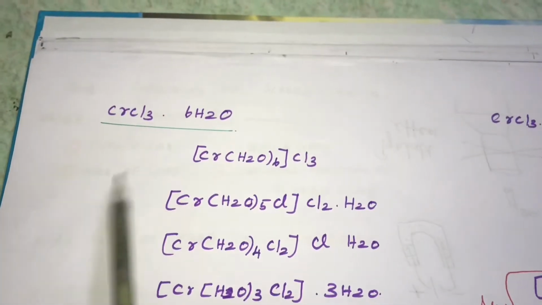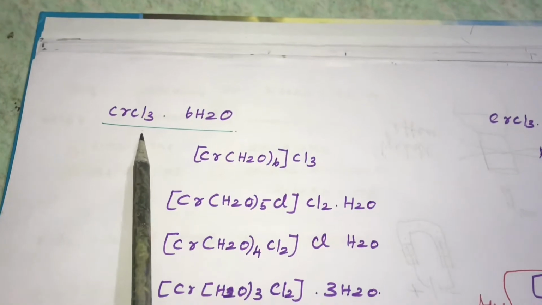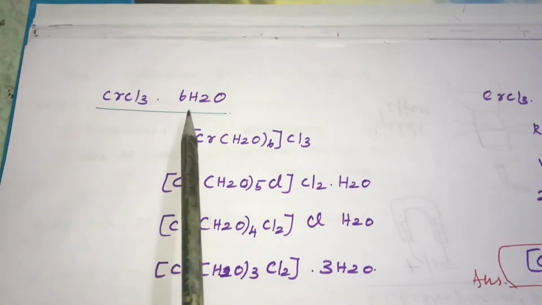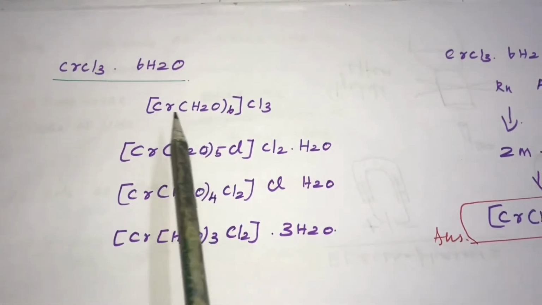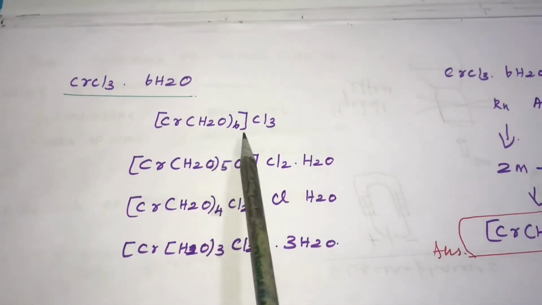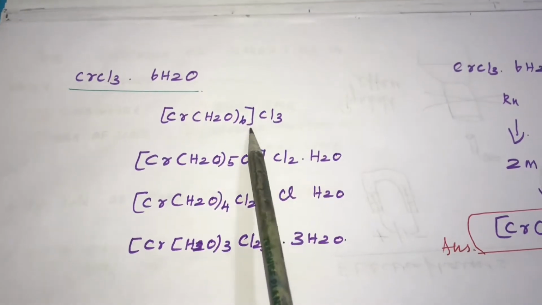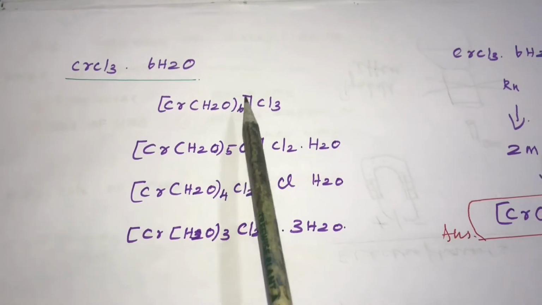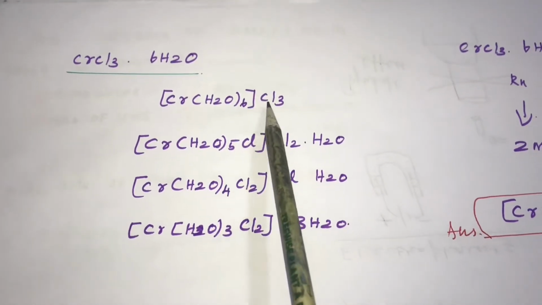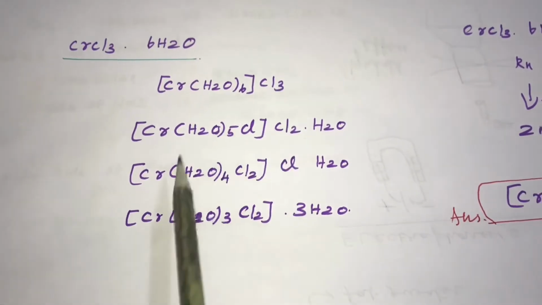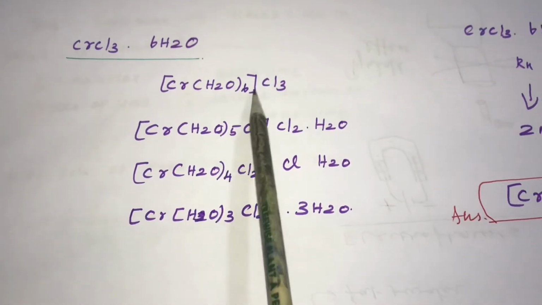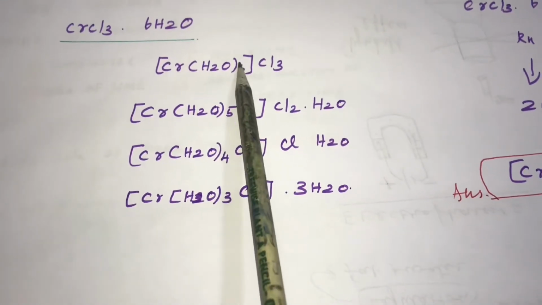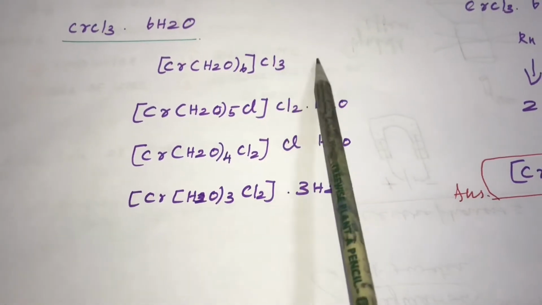The coordination compound given is CrCl3·6H2O, trichlorochromium hexahydrate. Here the actual structure is [Cr(H2O)6]Cl3. Within the ionizing sphere, chromium and water molecules are present. Outside the ionizing sphere, chlorine is present. So if it dissolves in water, it ionizes as [Cr(H2O)6]3+ and 3 Cl-.